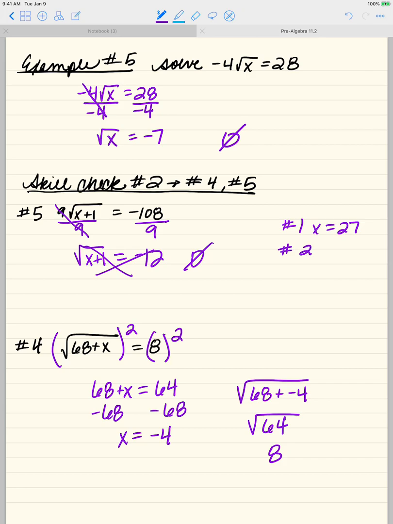Number 2, no solution. Number 3, x is equal to 2. And number 6, x is equal to 17 and a half.